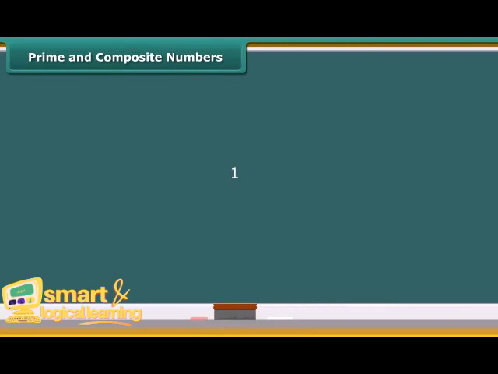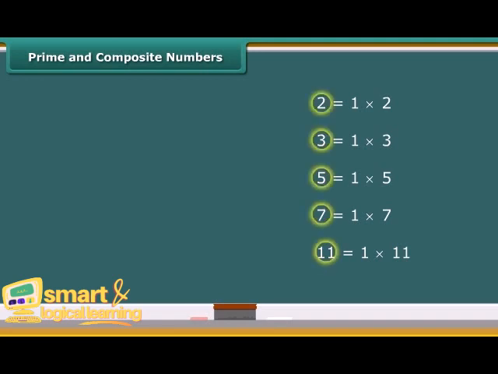Look at number 1. It has only one factor, the number 1 itself. 1 is a unique number. Look at the numbers 2, 3, 5, 7, etc. These numbers have exactly two factors, 1 and the number itself. The numbers that have only two factors are called prime numbers.